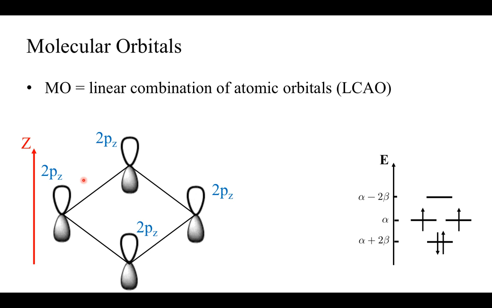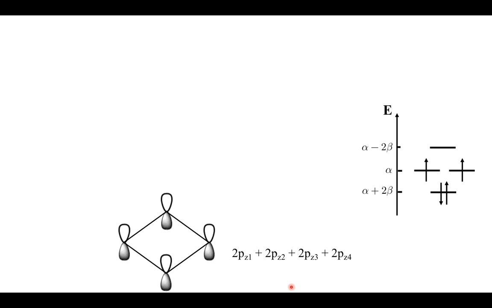We are assuming that the white lobe has a positive sign, and the grayish lobe has a negative sign. And by sign, I mean the sign of the wave function, because the electron density is exactly the same, because the electron density is proportional to the square of the wave function. Okay, so the easiest linear combination of atomic orbitals is just adding the four orbitals that we have.